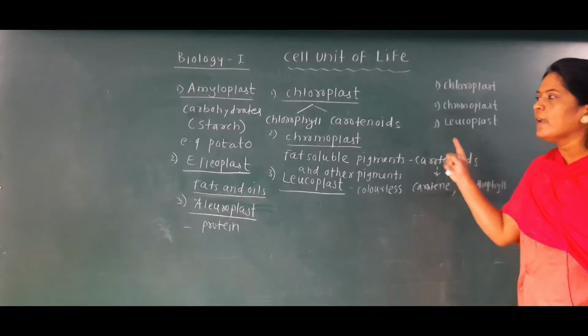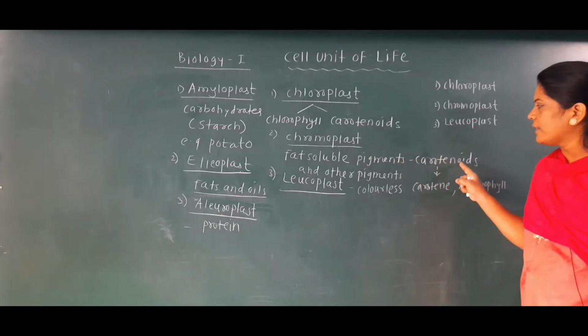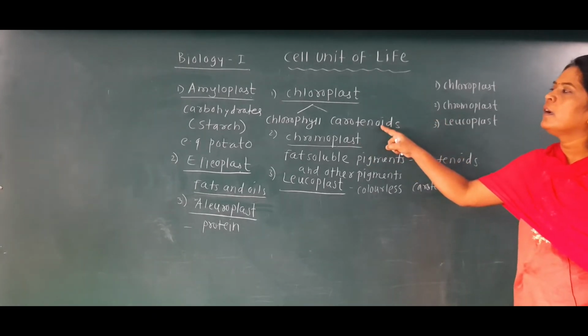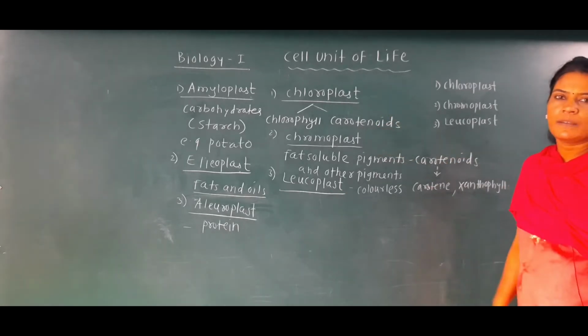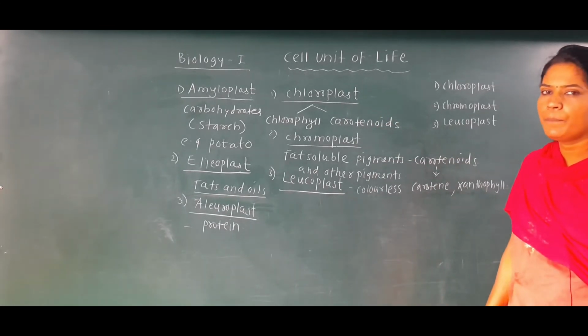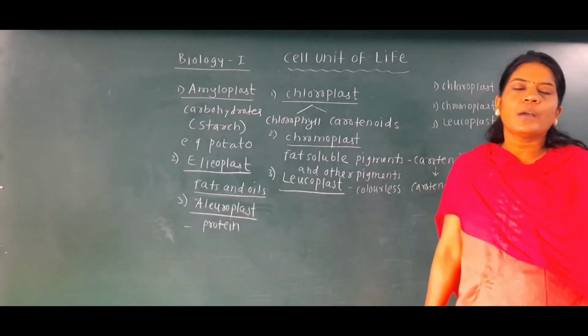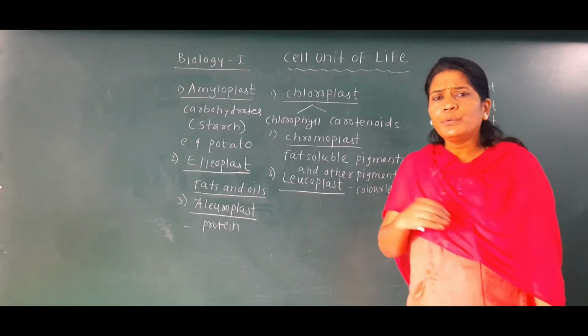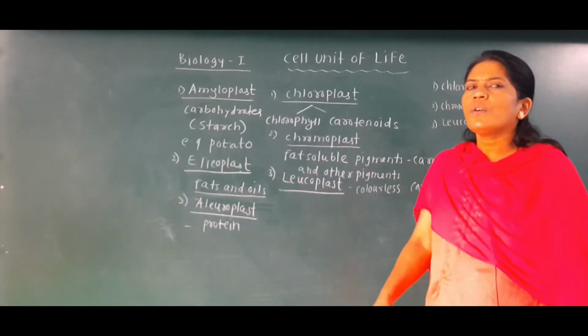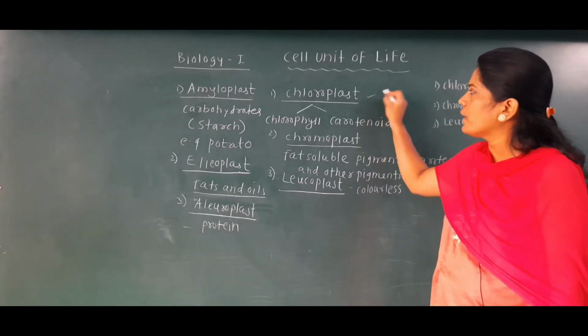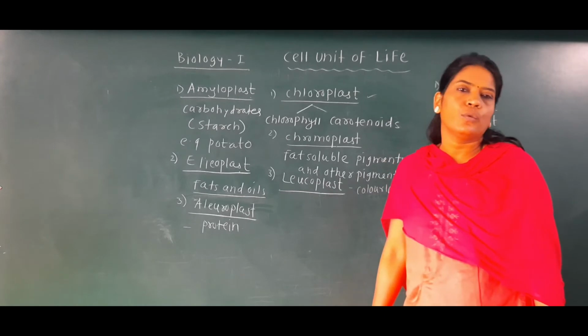So the carotenoid present in the chromoplast and the carotenoid present in the chloroplast are the same type of pigments. And lastly we have seen the leucoplast. So students, in today's lecture we will focus on one of the important plastids, that is the chloroplast.